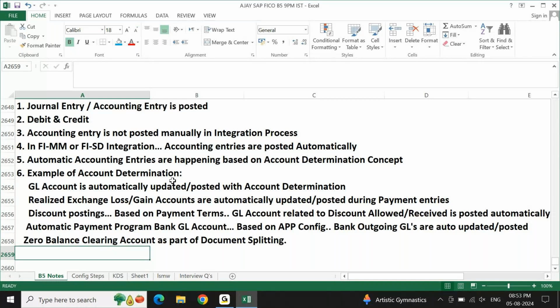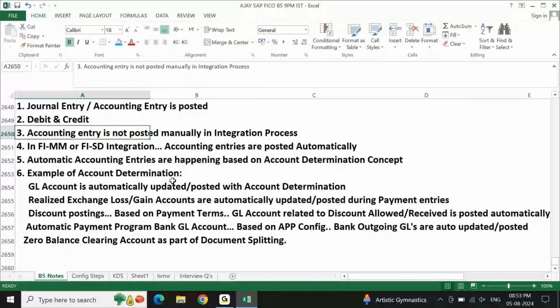If you are able to relate these points, it will not create any confusion while understanding account determination related to FIMM, FIST. It is all about account determination only, wherein we are concerned about the journal entry, the accounting entry, how it is getting posted, what is debit, what is credit, how the system is bringing a debit GL account, how it is bringing a credit GL account, and on what basis. How these are determined in SAP is all about your FIMM, FIST integration.